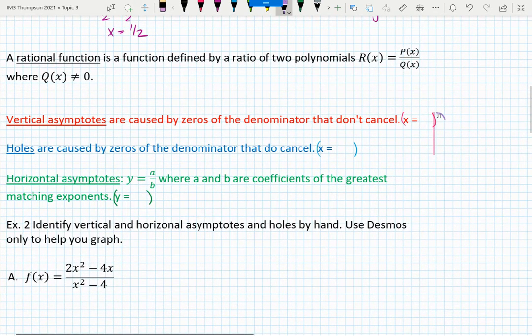Vertical asymptotes and holes together make up what's called the points of discontinuity. More advanced language for you. Points of discontinuity. Just the vertical asymptotes and the holes.